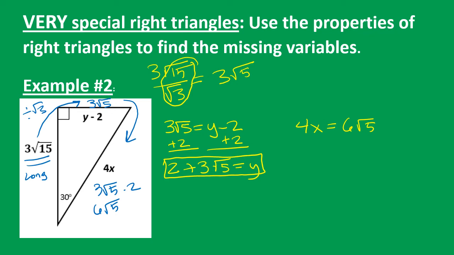And the second one, it's 4 times x. So to undo multiplication, we would do the inverse operation, which is division. I can reduce the 6 and the 4 because both of those are outside the square root, and I'm left with 3 square root of 5.